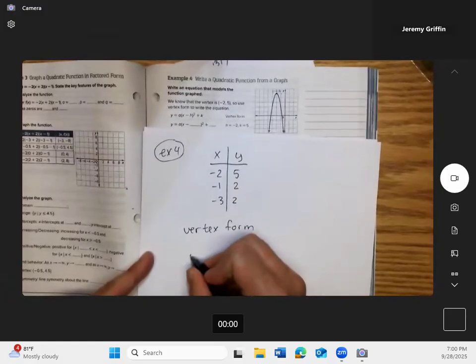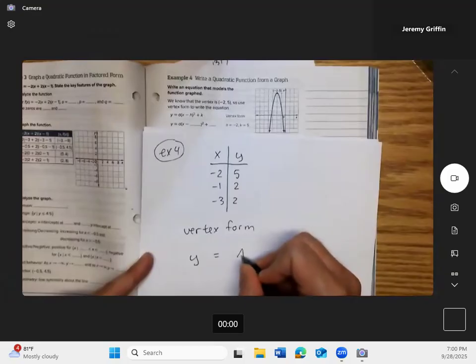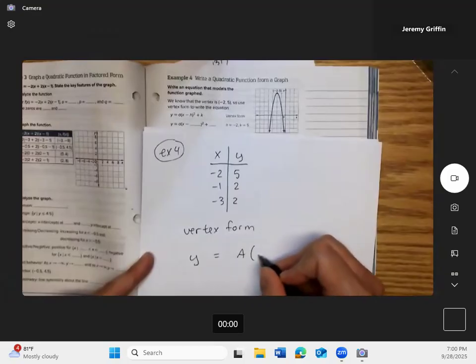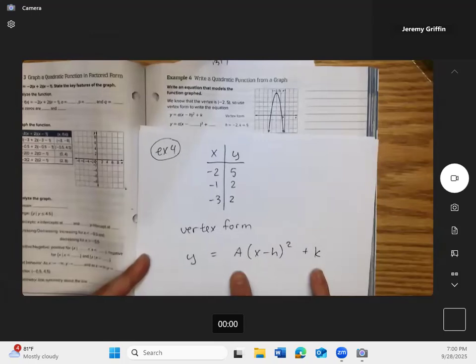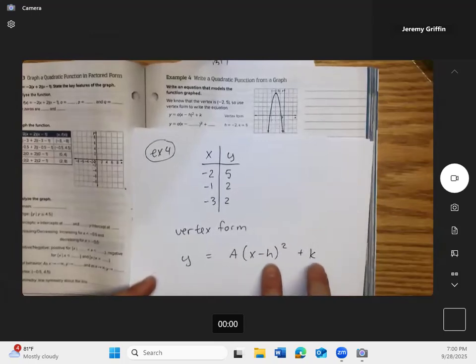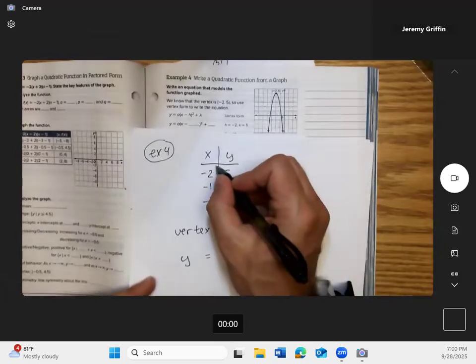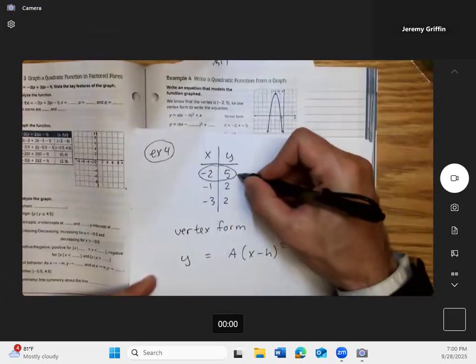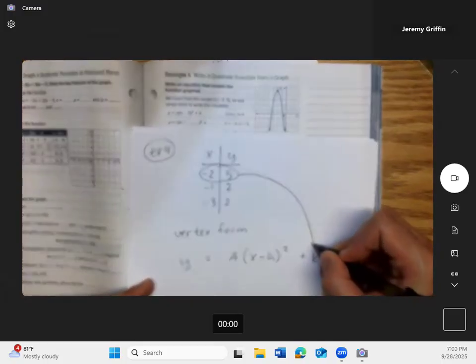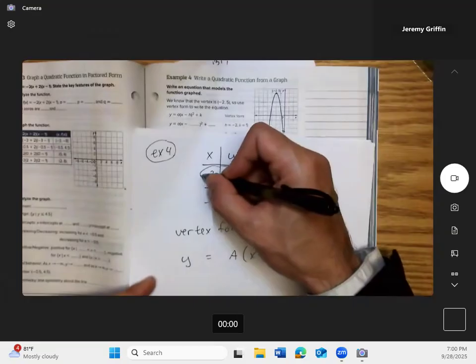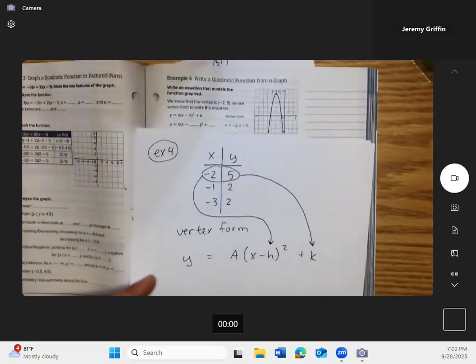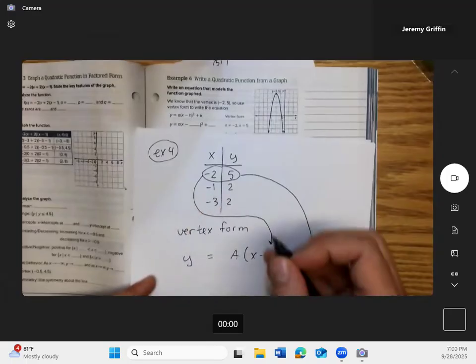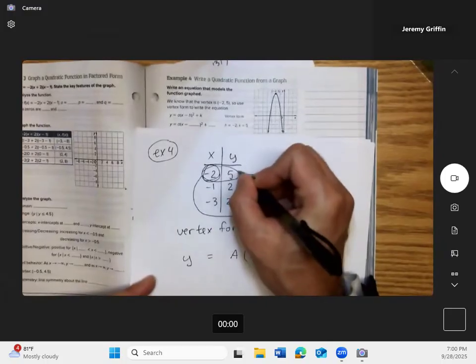Now vertex form goes y equals some stretch factor a, and then x minus h quantity squared plus k, something like that. And what's really nice about this is I know what h and k are for the vertex. That would be this point right here. Right, so this k would be 5, and this -2 would be this h right there. And then I can take one of these other coordinates and plug them in for x and y.